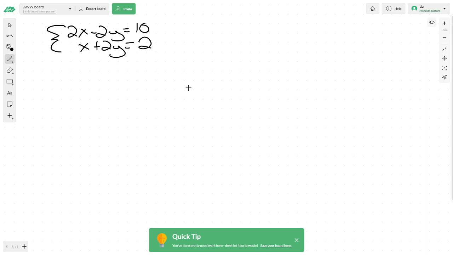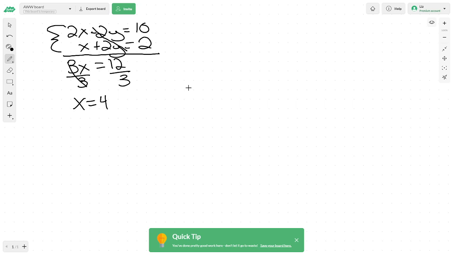So what you do right here is I'm going to put a big line here, like an equal sign. And you notice if I add these from top to bottom, 2x plus x is 3x. Negative 2y plus 2y cancels out, and we're left with 10 plus 2, which is 12. When we divide by 3 to get x by itself, we get x equals 4. Now I need to substitute my known value, x equals 4, into one of the original equations. I'm going to plug it into the bottom one because the numbers are smaller.